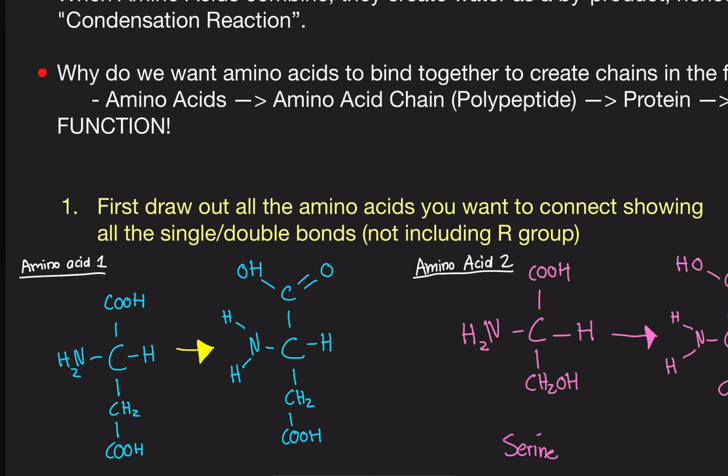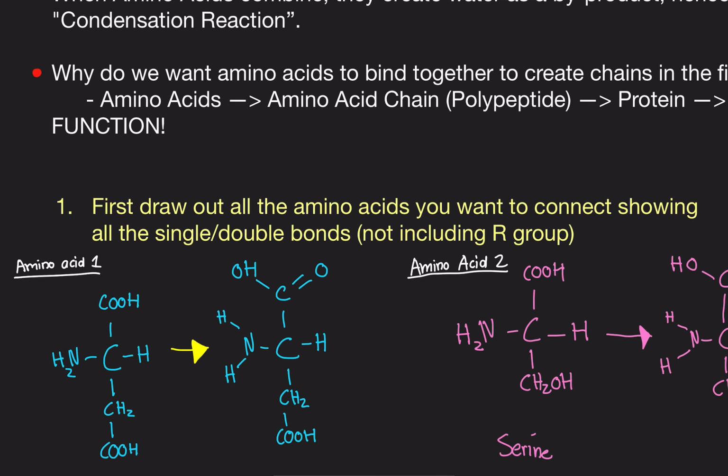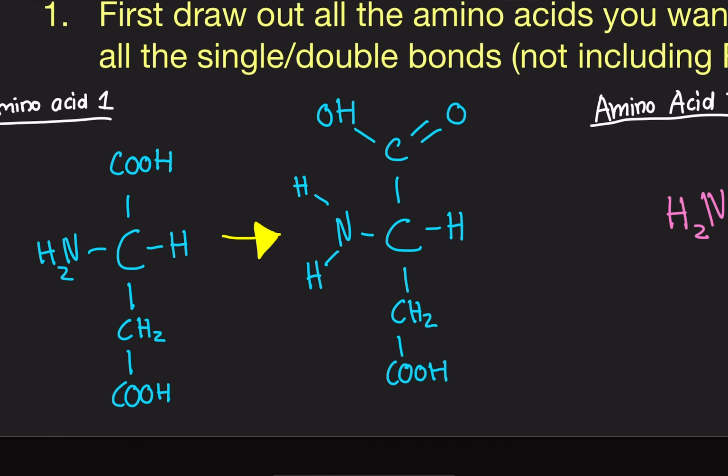So here's what I did. I do a step-by-step of how this whole reaction is going to work. The first thing you need to do is take your amino acids and expand them. Draw them out with all the bonds showing. The only exception is you don't need to do this for the R group. They don't matter. The R group does not participate in the condensation reaction at all. The only things that actually participate are the amino group and the carboxyl group. That's it. So here's the first amino acid.